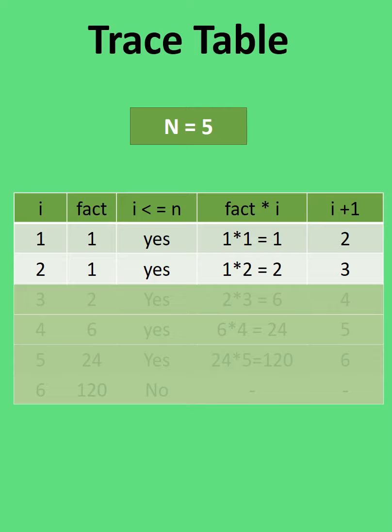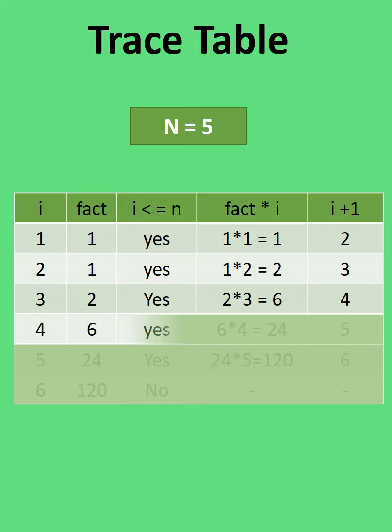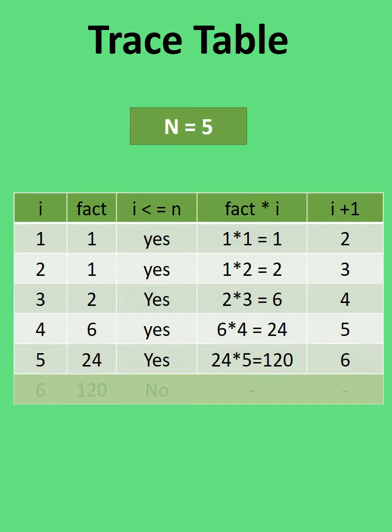Then we will check if 2 is less than or equal to 5, meaning I is less than or equal to n. It will go to the yes side. Then we will calculate the other thing written in the fourth column and then we will increment I. Next time we will start the value from 3 and we will again repeat all the processes. Then we will check it for 4 and then 5.